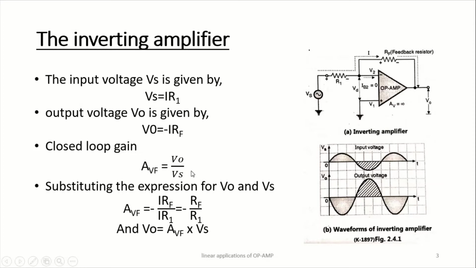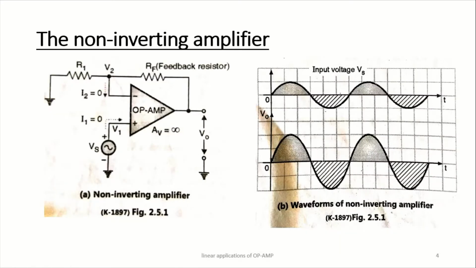The equation of AVF is V0 by Vs, where V0 is the output voltage and Vs is the input voltage. Also V0 is minus I RF and Vs is I R1. The I cancels out, so the value of AVF we get is minus RF by R1. Here minus RF by R1 is the value of the closed loop voltage gain with feedback. Now next is the non-inverting amplifier.